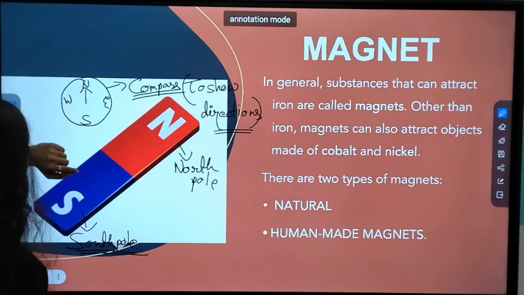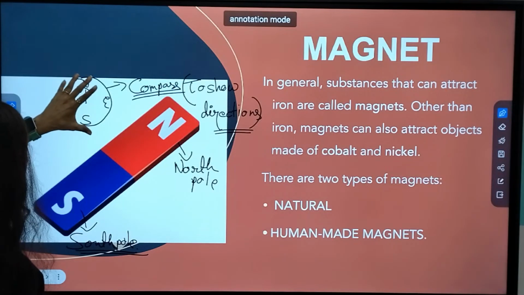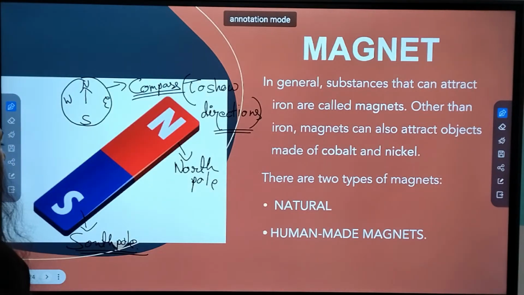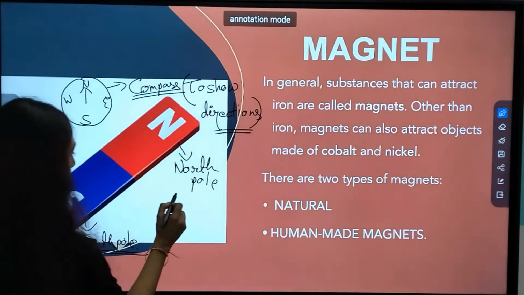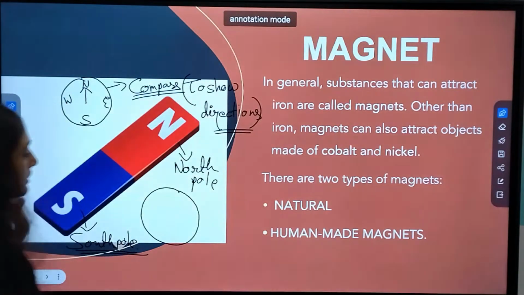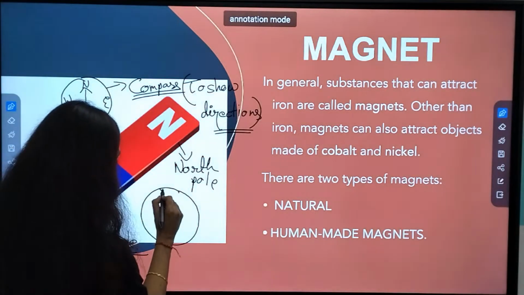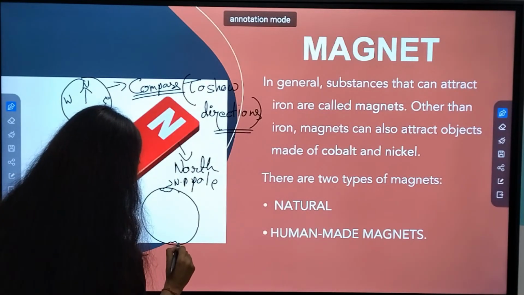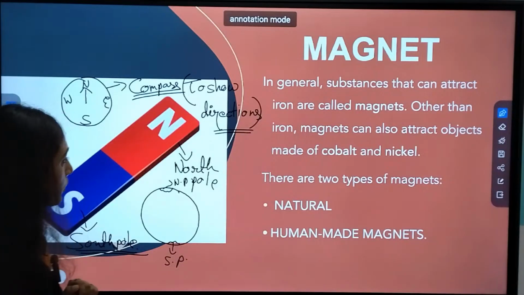Okay, so you can see this compass is always towards the north pole. Wherever you take the compass, it will always direct towards the north pole. So it shows the direction of north. Why always? Because the earth itself is a magnetic field. In the north there is the north pole and in the south there is the south pole, and this magnet always shows the direction towards the north pole.